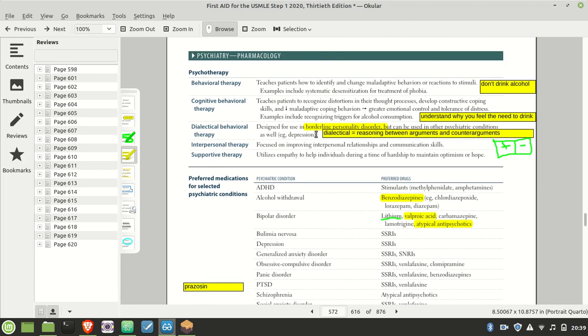So what was the big thing here? Understanding the dialectical behavioral therapies, specifically for borderline personality disorder. It has to do with the origin of the word dialectical, having to do with arguments and counter-arguments and one side of the aisle to the other, kind of like people who are borderline, one thing or another. And that's really it.